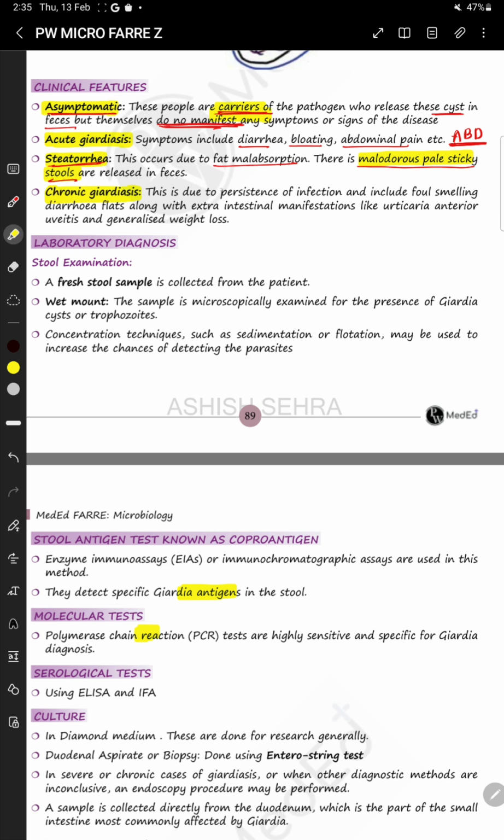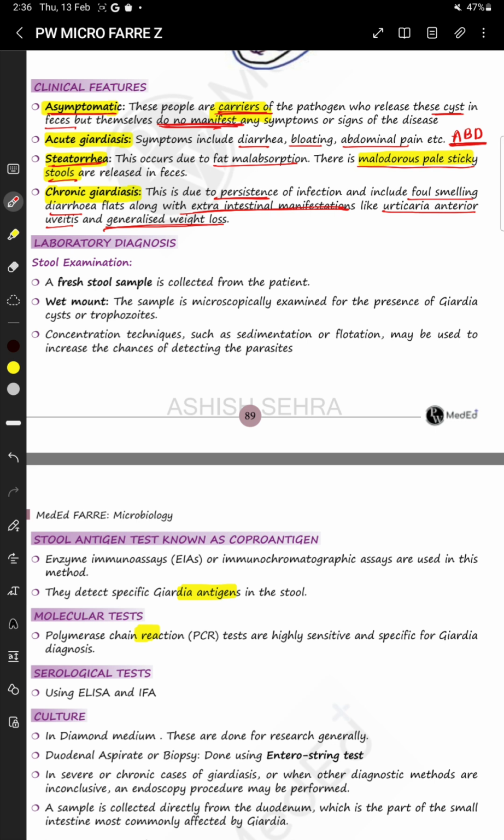Chronic giardiasis is due to persistence of infection and includes foul smelling diarrhea, flatus, along with extraintestinal manifestations such as urticaria, anterior uveitis and generalized weight loss.